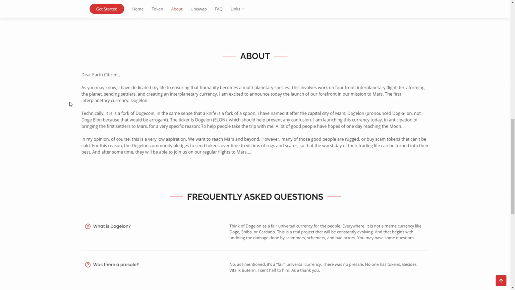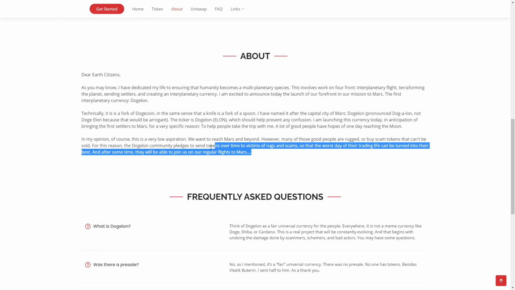"I'm launching this currency today in anticipation of bringing the first settlers to Mars for a very specific reason: to help people take the trip with me. A lot of good people have hopes of one day reaching the moon. In my opinion, of course, this is a very low aspiration. We want to reach Mars and beyond. However, many of those good people are rugged or buy scam tokens that can't be sold. For this reason, the Dogelon community pledges to send tokens over time to victims of rugs and scams so that the worst day of their trading life can be turned into their best, and after some time they will be able to join us on our regular flights to Mars."